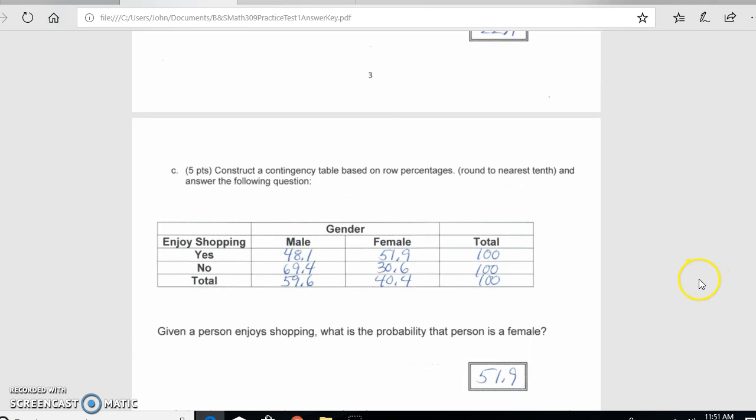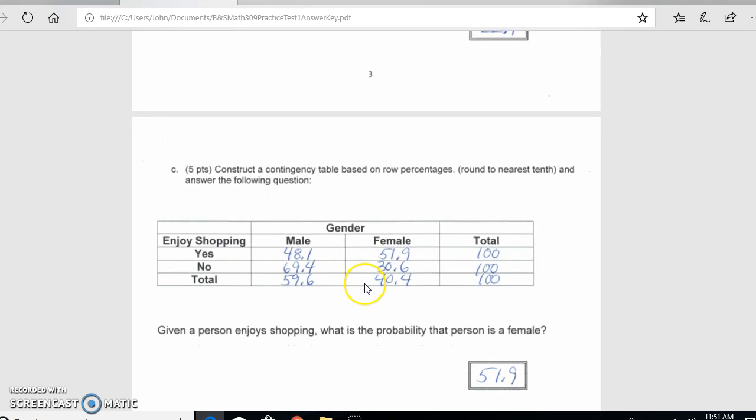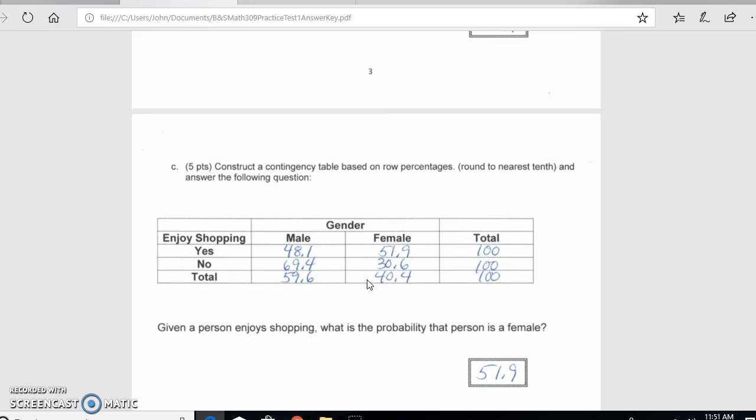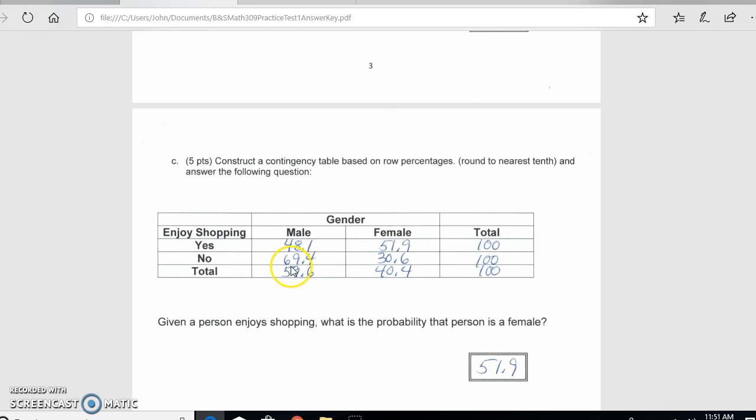And then the question is, given a person enjoys shopping, what is the probability that a person is a female? Now, given that the person enjoys shopping means that I am in this row right here of people who answered yes. These people in this row, they all answered yes. So what is the probability that a person is a female? The answer is 51.9%. 51.9% of those who enjoyed shopping were women. And so that's our answer here.